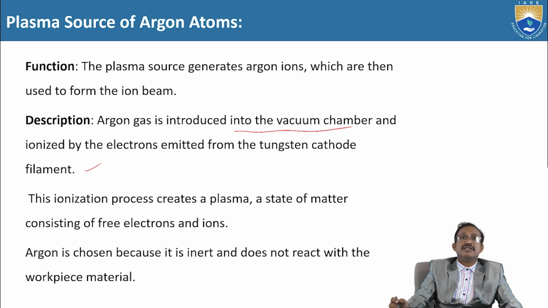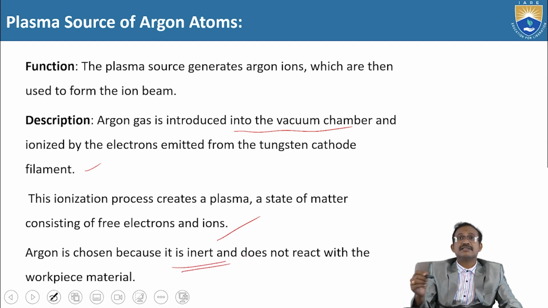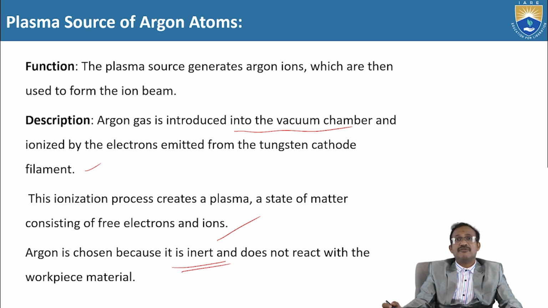This ionization process creates a plasma, a state of matter consisting of free electrons and ions. Argon is chosen because it is inert and does not react with the workpiece material. If we use any gas other than an inert gas, what will happen? It will react with the workpiece material. So that's why we are using inert gas, particularly argon here.